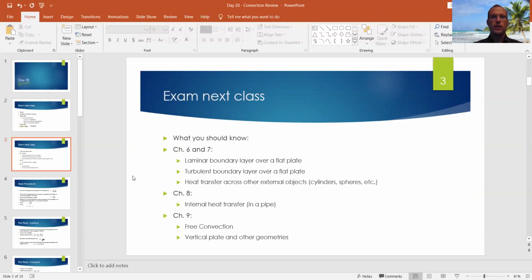So the topics: chapters 6 and 7, the external forced convection: laminar boundary layer over a flat plate, turbulent boundary layer over a flat plate, and then heat transfer across other external objects, cylinders, spheres, things of that nature. Chapter 8 was internal flows, so internal heat transfer generally in a pipe. And then chapter 9 was free convection, which started off with the vertical plate and did other geometries after that.